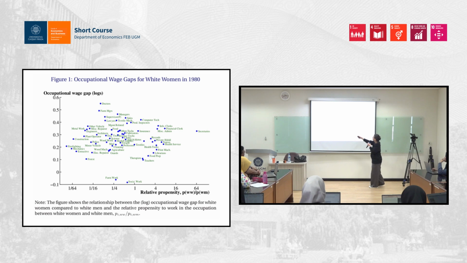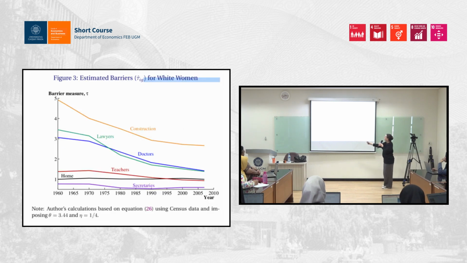But then she shows the estimated barriers, so the barriers to entry into the profession, to the fact that women could not access a certain educational field and they could not access certain jobs. You see, there were no barriers if you take jobs like secretaries. But even for secretaries, there is a little decrease in barriers of entry to women and teachers. But if you take doctors, lawyers, the barriers decrease dramatically. If you take the construction sector, it's still a very male-dominated sector, but there are more women in that sector too.